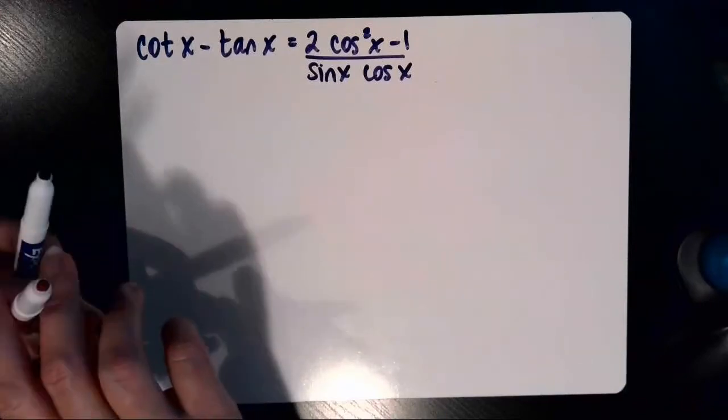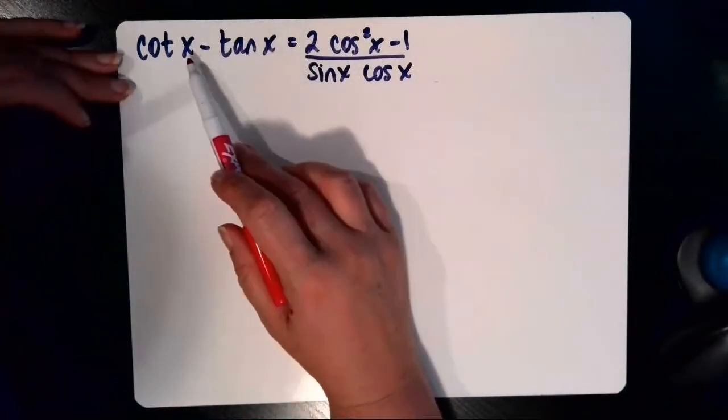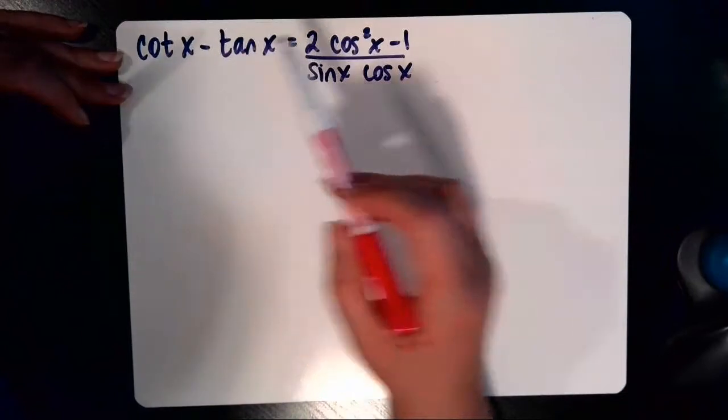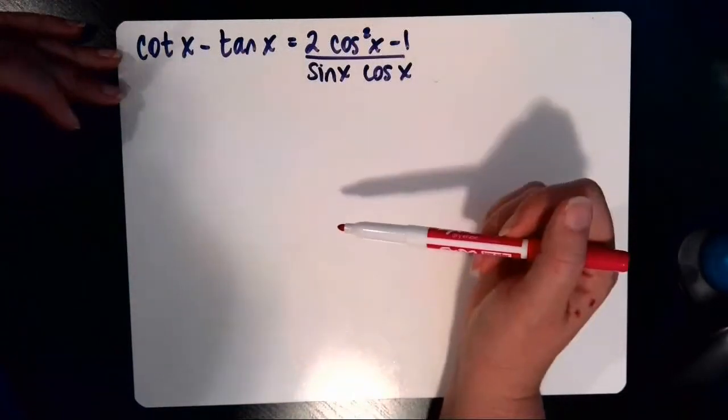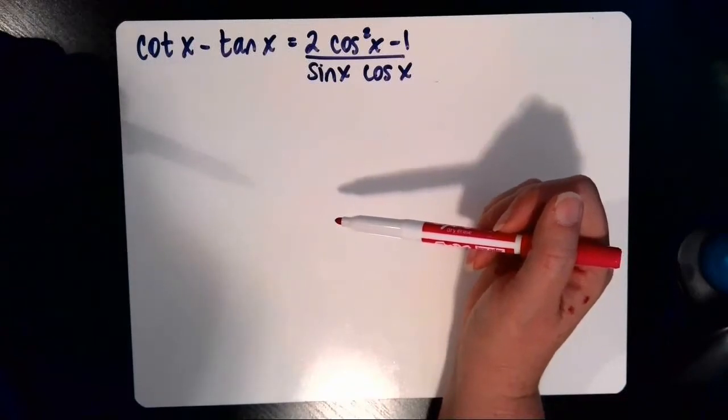Okay, so in this problem, we want to verify the trig identity cotangent of x minus tangent of x is equal to 2 cosine squared x minus 1, all divided by sine x times cosine x.